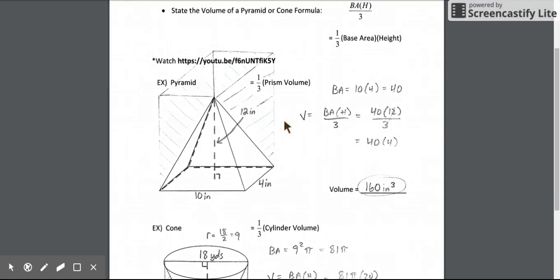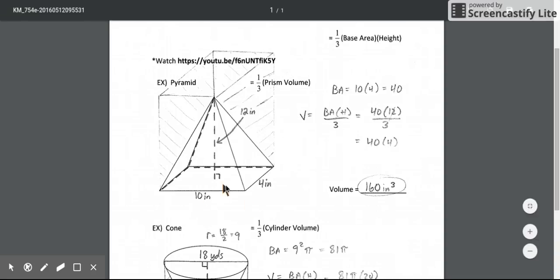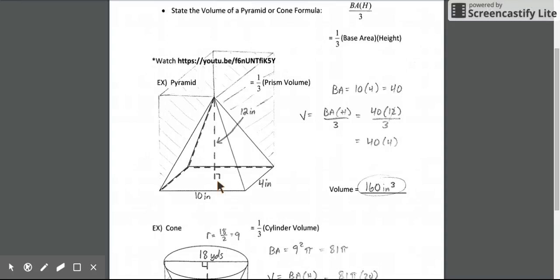So let's work through an example. If we're given the dimensions of the prism or the pyramid base, and the base of a pyramid could be a rectangle, parallelogram, or triangle, or even a square. Lots of different base shapes for pyramids. Just find the area of that base shape.